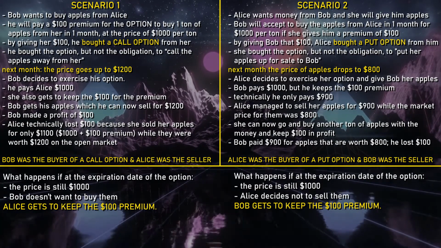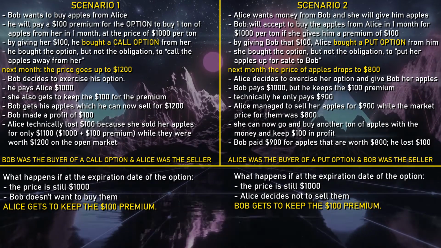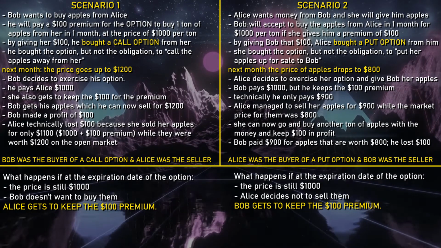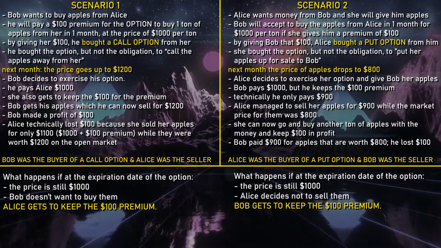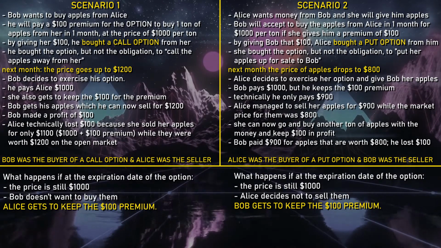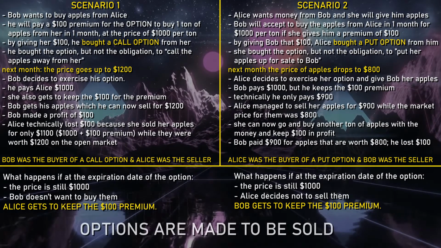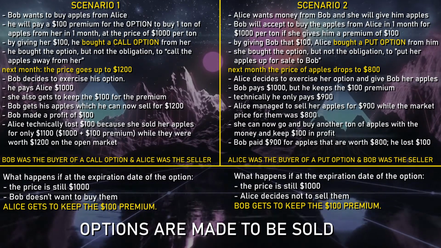This time the deal was great for Bob because he made $100 without having to actually buy the apples from Alice. But it was bad for her because she paid $100 for nothing. This is why when people discuss strategies about options trading, a frequent saying is that options are made to be sold. In the examples above, only the seller made money from the options.